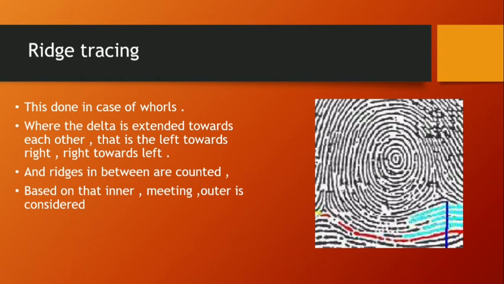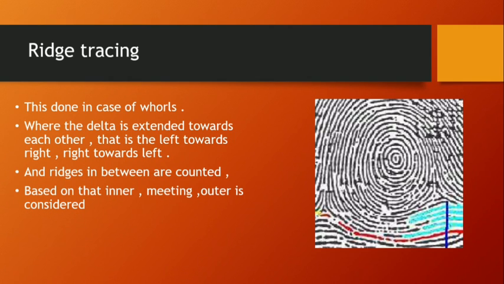What is ridge tracing? This is done in the case of whorls. Each delta is extended toward the other. On the basis of that, the ridges which fall in between these extended arms are counted, and based on that, inner, meeting, or outer is classified.